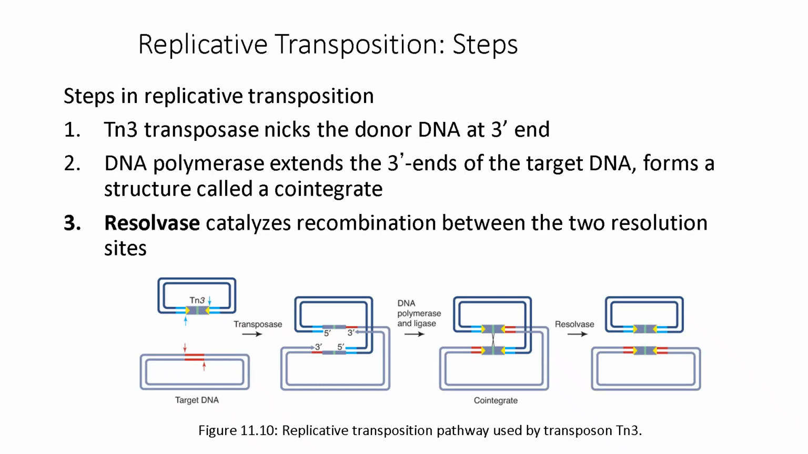The process begins with transposase nicking the donor DNA. Then, DNA polymerase extends the three prime ends of the target DNA, forming a cointegrate structure. Next, resolvase facilitates recombination between two resolution sites, separating the two elements and completing the process. The result is a copy of the transposon at both the original and the new site.